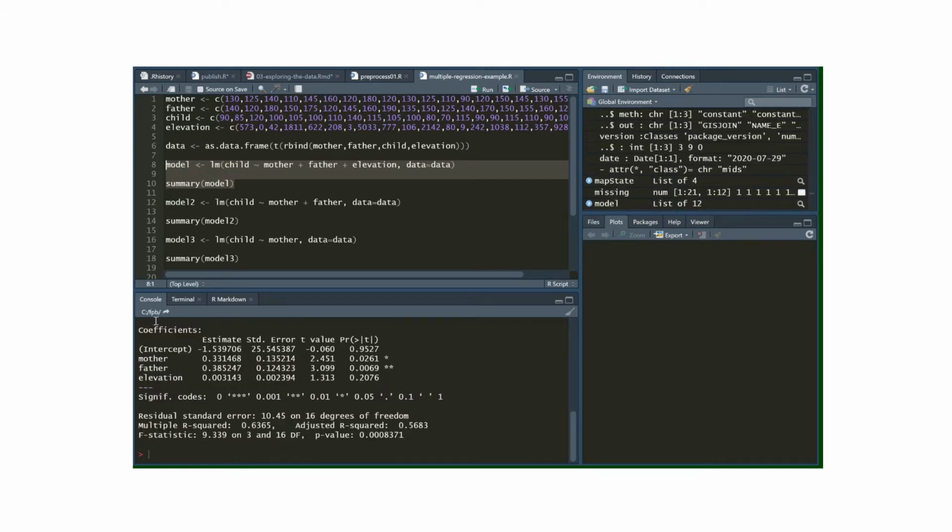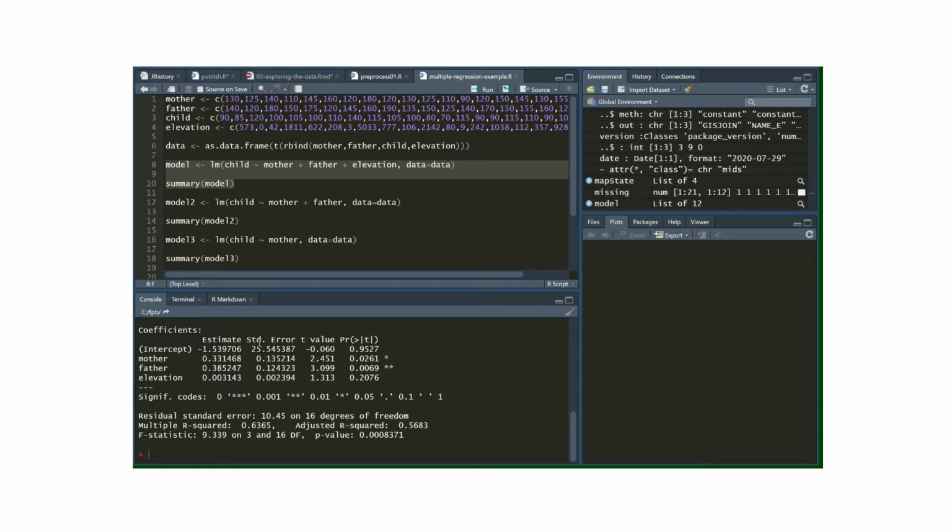So we see that the blood pressure is positively related to both the mother's and the father's value, and also positively related to elevation, but by a very tiny amount, an amount that's essentially 0, so very close to not being related.